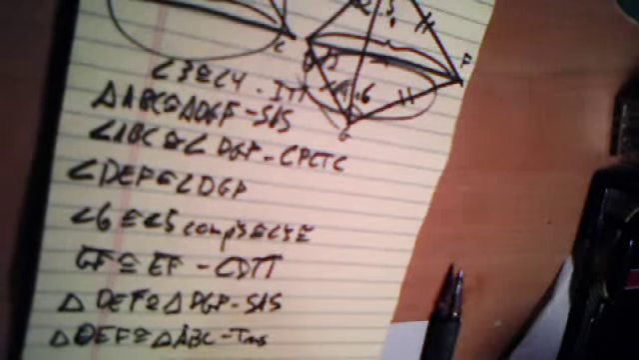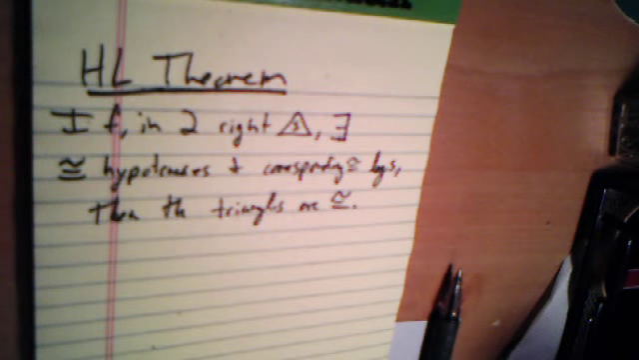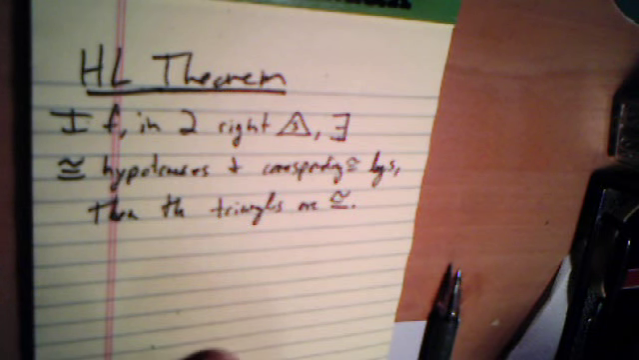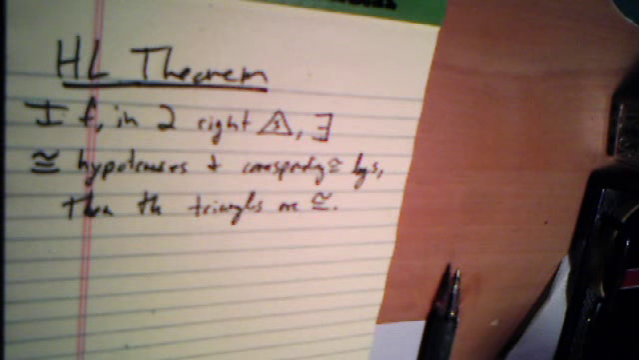Alright, so that's what we've got here for our proof. And we can see that that means that if in two right triangles there exist congruent hypotenuses and congruent legs, then the triangles are congruent. Alright?